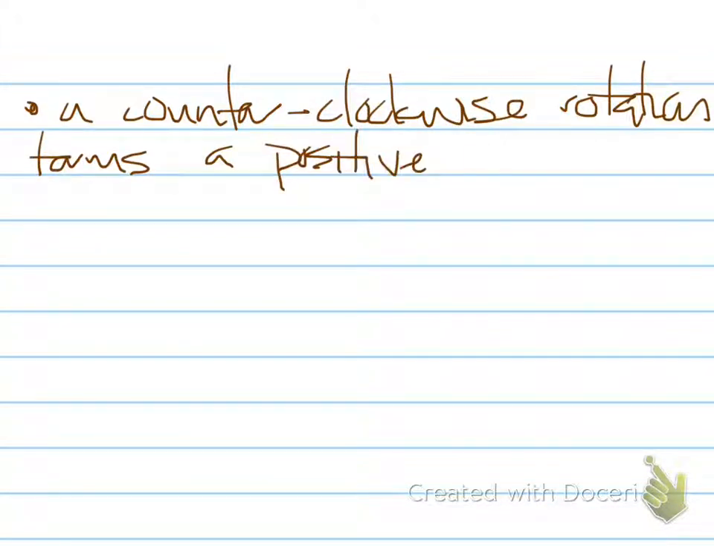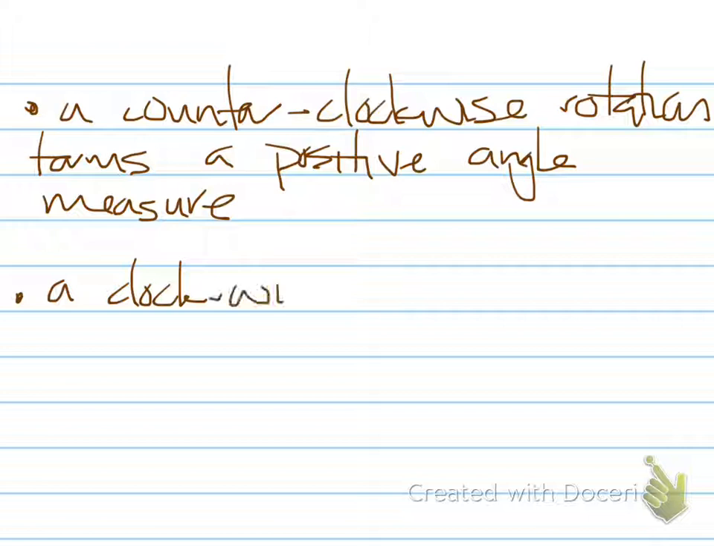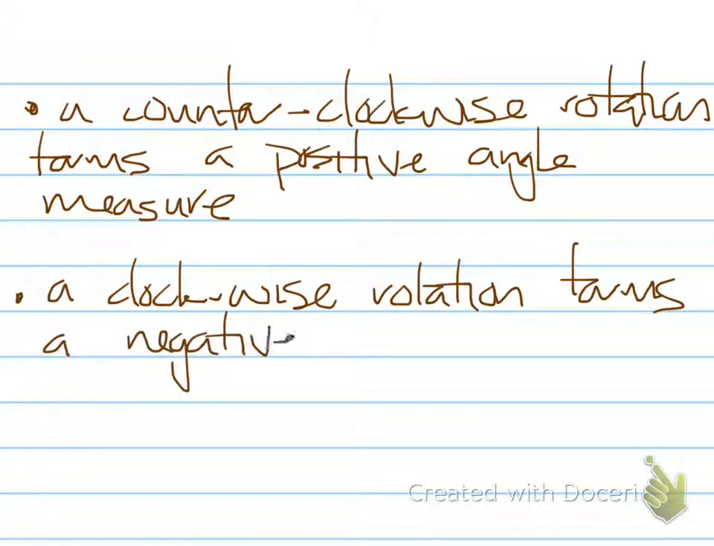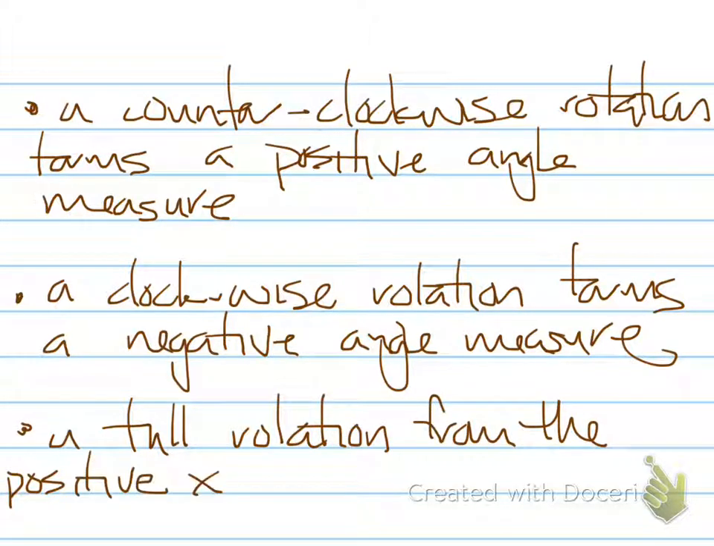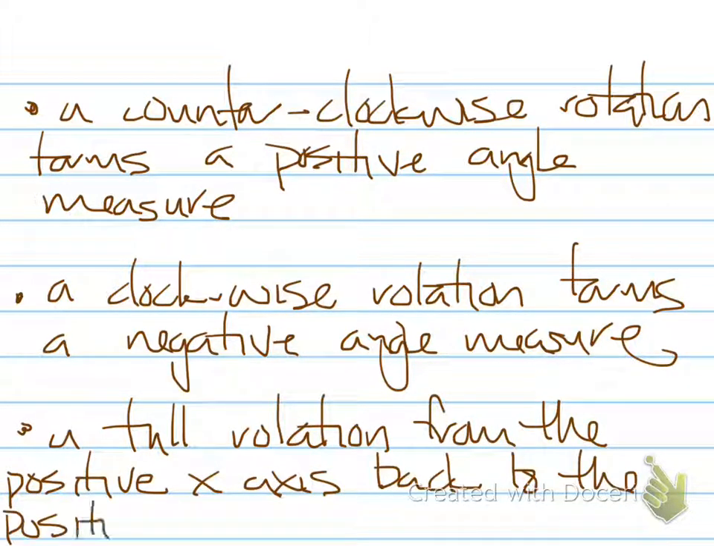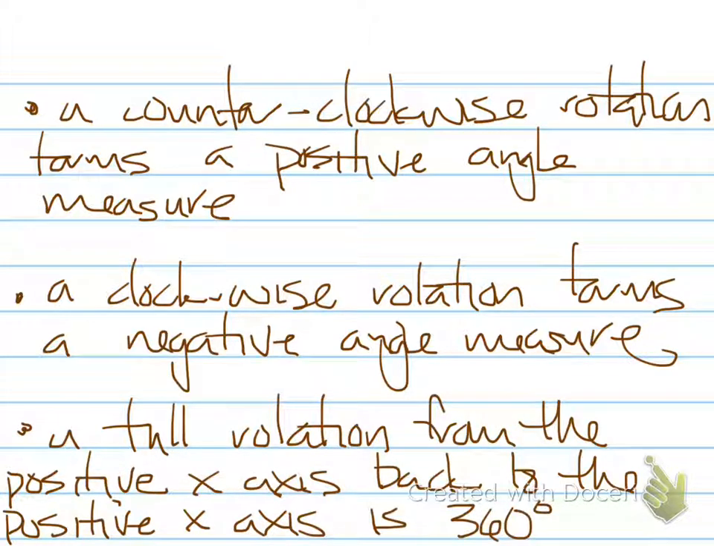Whenever you rotate the terminal side counterclockwise, you're forming a positive angle. A clockwise rotation forms a negative angle, and a counterclockwise rotation forms a positive angle. A full rotation from the positive x-axis back to the positive x-axis is a 360-degree rotation.